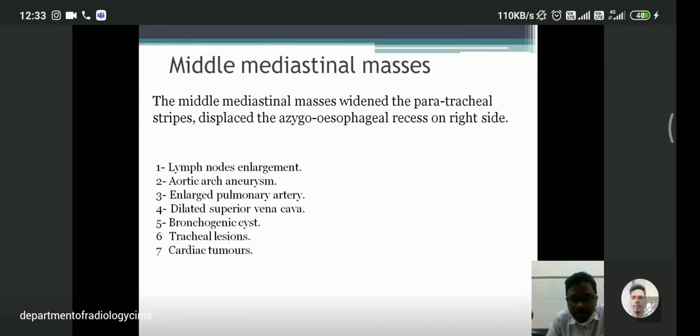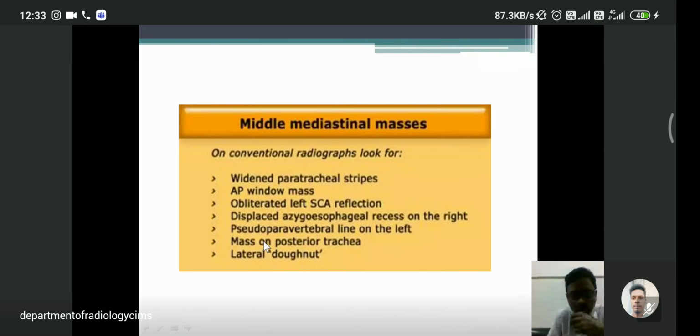Okay, we will discuss the middle mediastinal mass. It usually consists of lymph nodal enlargement, aortic arch aneurysm, enlarged pulmonary artery, dilated superior vena cava, bronchogenic cyst, tracheal lesion, and cardiac tumor. So, if we are dealing with a middle mediastinal mass, we have to look for widened paratracheal stripes, AP window mass, obliterated left subclavian artery reflections, displaced azygoesophageal recess on the right, pseudoparavertebral line on the left, mass on the posterior trachea, and the lateral donut. We will discuss some of this.